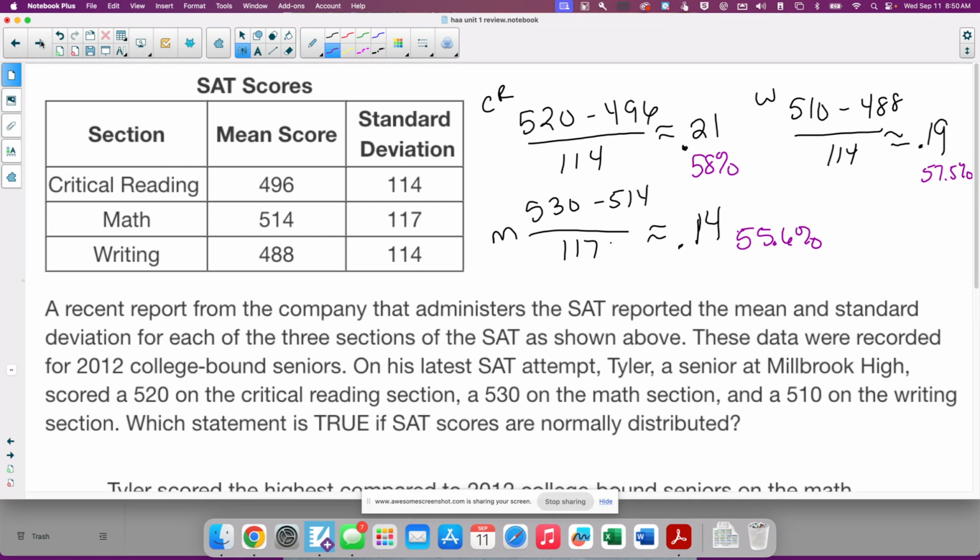All right, so the next one. You are comparing this kid's scores, right? If you're looking at the answers, it talks about which one's the highest, and what percentages. So when you get a problem like this, the first thing you should do with every single one of them, since they gave you the mean and standard deviation, is find the z-score and the percentage so that you can start comparing on your answers. I went ahead and found all three. Critical reading was the highest, right? So if I don't see a statement that says critical reading is the highest, it's going to be wrong. Critical reading is at 58%, math is at 55.6, and writing was at 57.5. So those are the kind of statements I'm looking for.